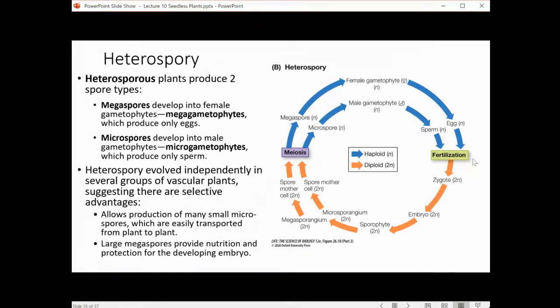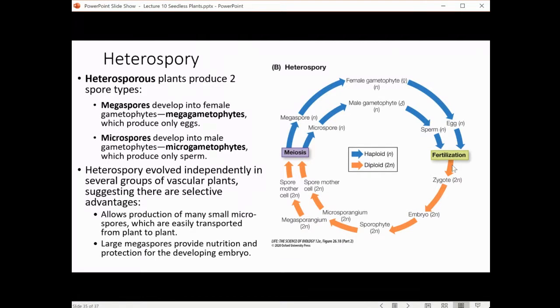So let's start here at fertilization. This is the figure you're talking about? There was a different one, the yellow and green one, that had the top being haploid and bottom being diploid. Okay. But it's basically the same thing. I think this is a little bit clearer, actually.